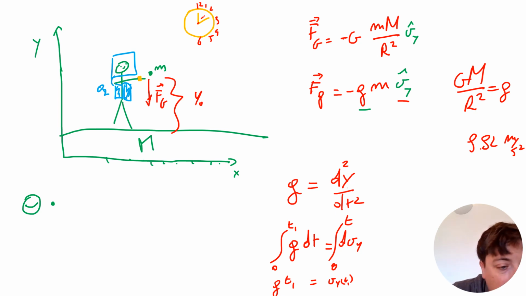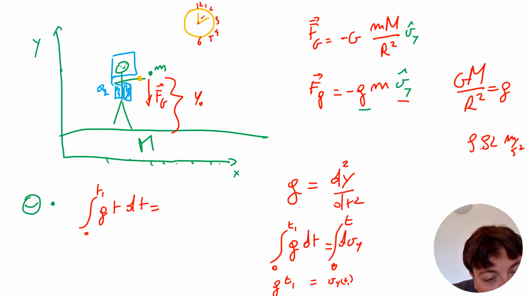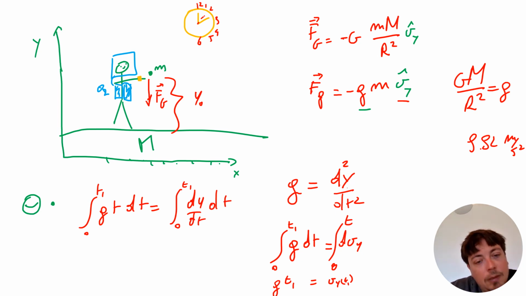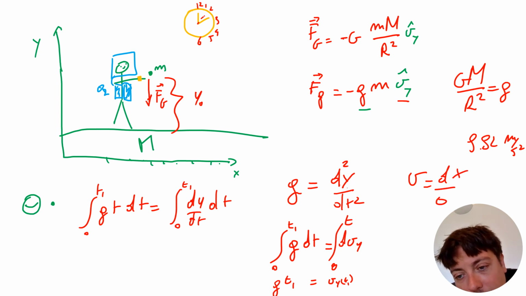So let's try to do this trick once more. We integrate g t over time once more between 0 and t1. And then we integrate the velocity of y between 0 and t1. Sorry, the velocity is the derivative of y over t, because the velocity is the derivative of space over time. So we know that.